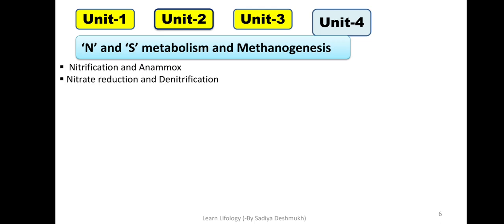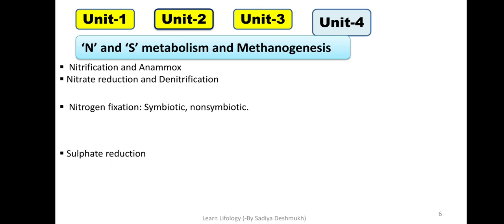Here in this unit you will see the different mechanisms or processes which involve nitrogen, like nitrification, denitrification, the process of NMOX reaction, nitrate reduction, likewise, and also nitrogen fixation. Here we will see both types of nitrogen fixation, that is symbiotic and non-symbiotic. Then along with that, the sulfur metabolism, in that sulfate reduction, and also methanogenesis, acetogenesis, acetate use and autotrophy. These are the points or syllabus for the 4th unit.